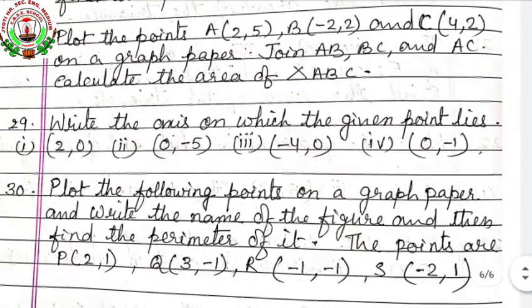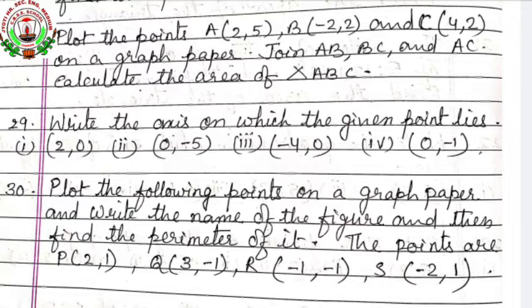Now 28th question. Plot the points A (2, 5), B (-2, 2), and C (4, 2). That means 3 points are given. 3 points are given means definitely it will be a triangle. So draw this triangle on a graph paper and then join AB, BC and AC and get the area of the triangle. Now 29th question. Write the axis on which the point lies. Only the axis name. You can see these particular points will lie on either the x-axis or the y-axis. You have to find out that.